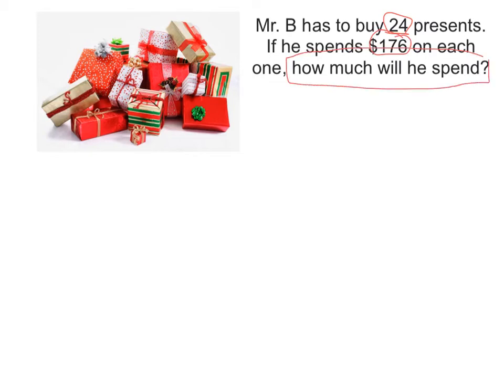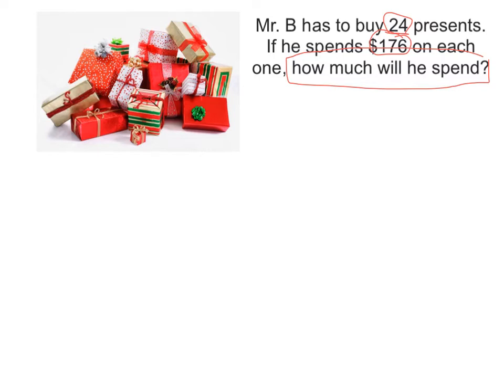And I know this is multiplication because the first present will cost $176. The next one will cost $176, the next one will cost $176, and so on and so forth. So I'll model both ways that you can do this.